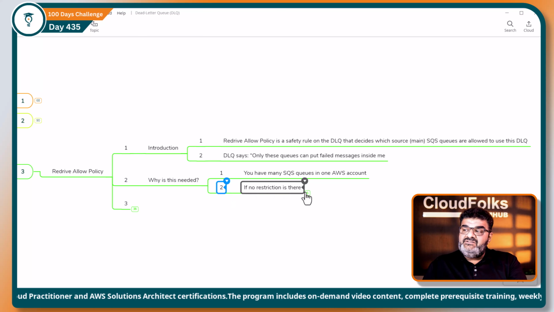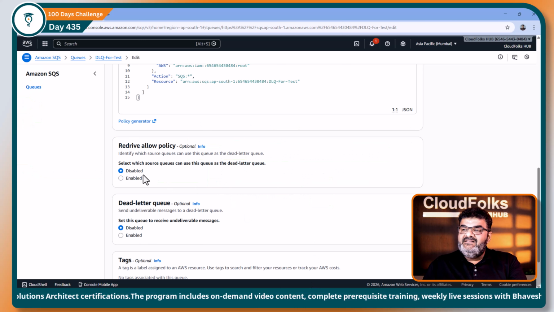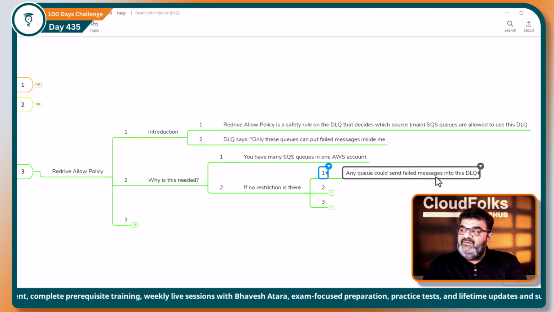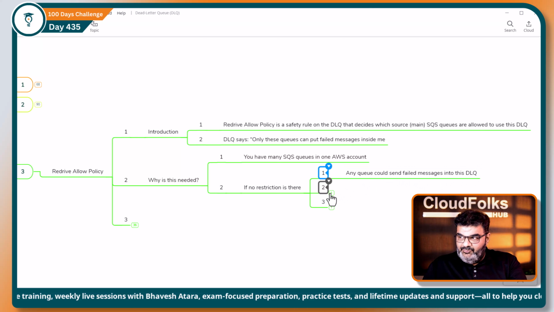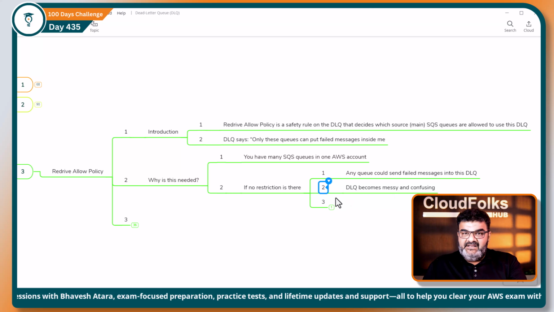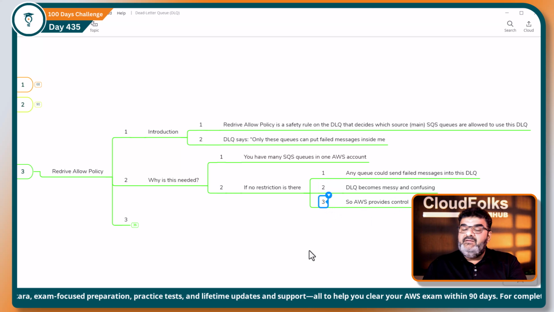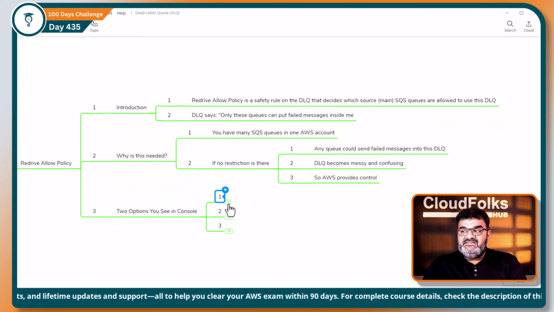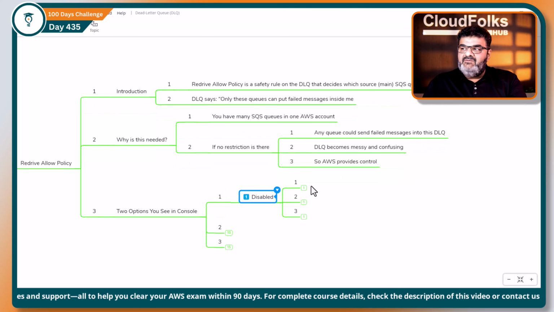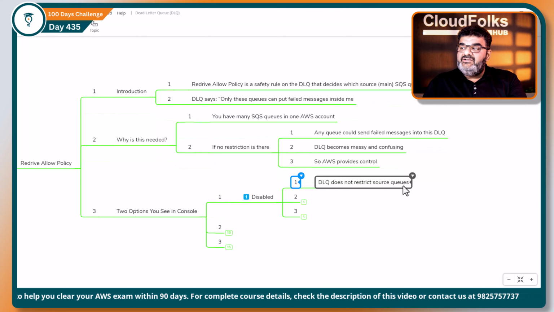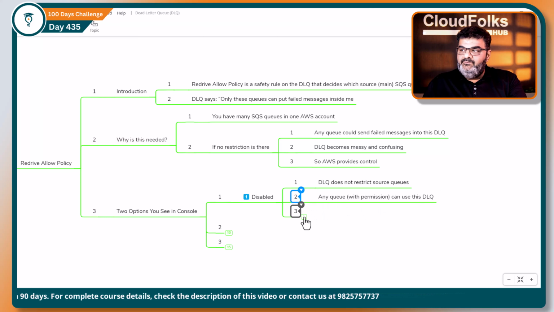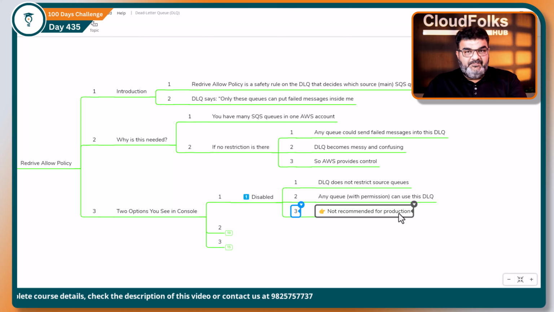If no restrictions are there, meaning this option is disabled in the DLQ, it means no restrictions. Any queue could send failed messages into this DLQ. The DLQ becomes messy and confusing. So AWS provides control. Right now we have two options. Now this is disabled. So if it is disabled, what will happen? The DLQ does not restrict source queues. Any queue can use this DLQ. Not recommended for production.